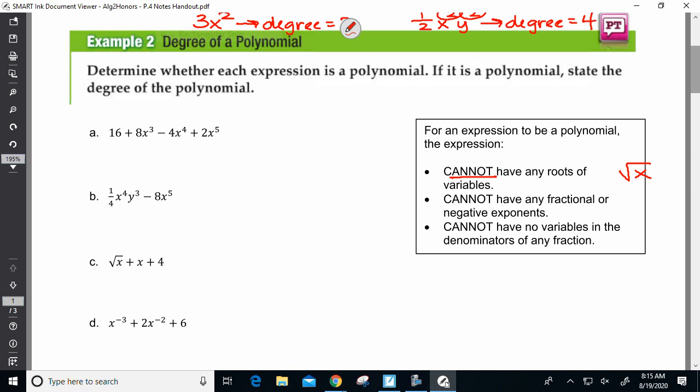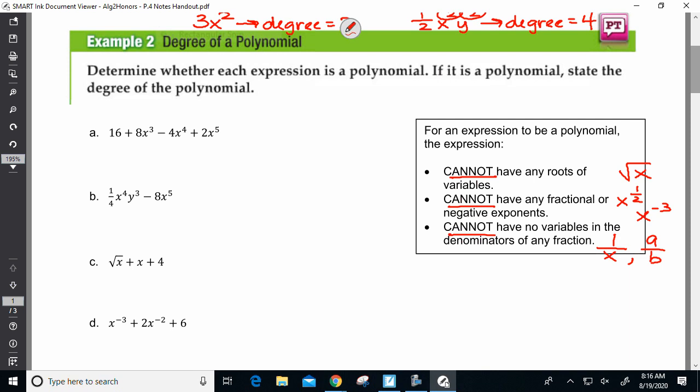2, it cannot have any fractional or negative exponents. So if you have x to the 1/2 power or x to the negative 3 power, disqualified. 3, it cannot have variables in the denominators of any fraction. So obviously you can tell just from that bullet point that I'm a math teacher and not an English teacher, because I would have gotten in trouble for the double negative. But no variables in the denominator of a fraction. So 1/x or a over b, things of that nature, disqualified.